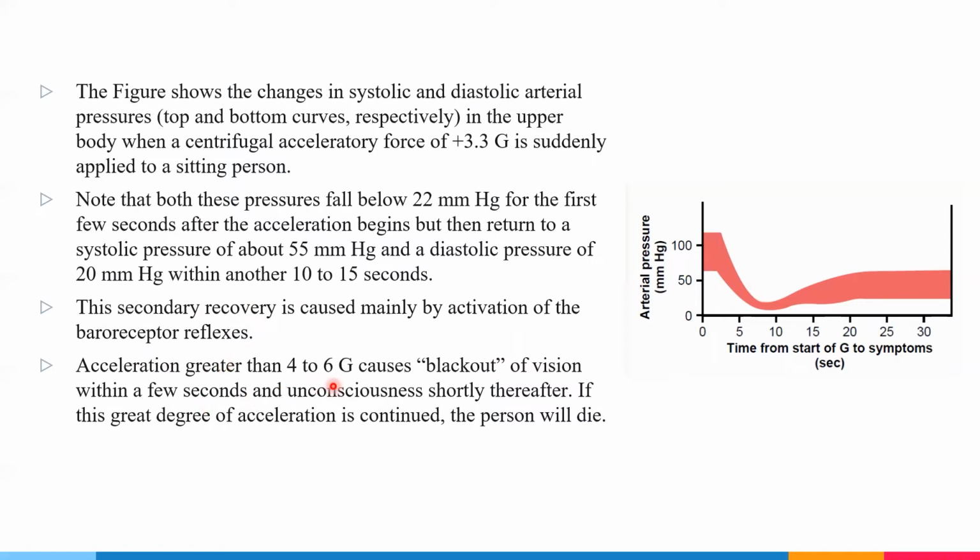Acceleration greater than 4 to 6 G causes blackout of vision within a few seconds and unconsciousness shortly thereafter. If this great degree of acceleration is continued, the person will die, which is obvious as blood is no longer being pumped throughout the body, and this can be fatal for the aviator who is traveling at high G's such as 4 to 6 G.